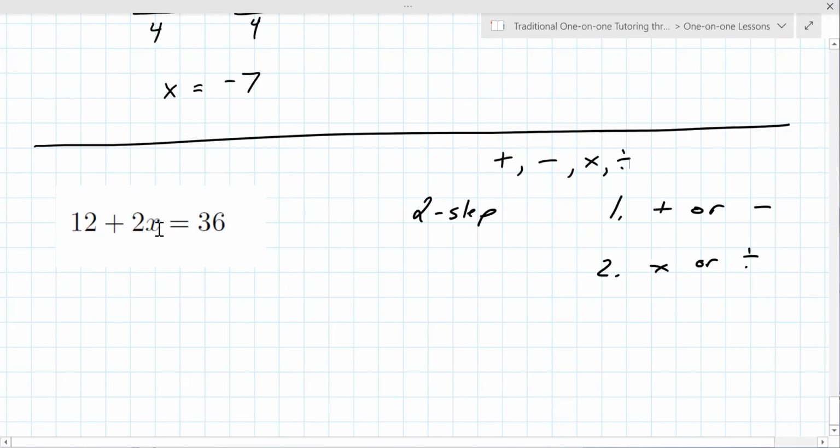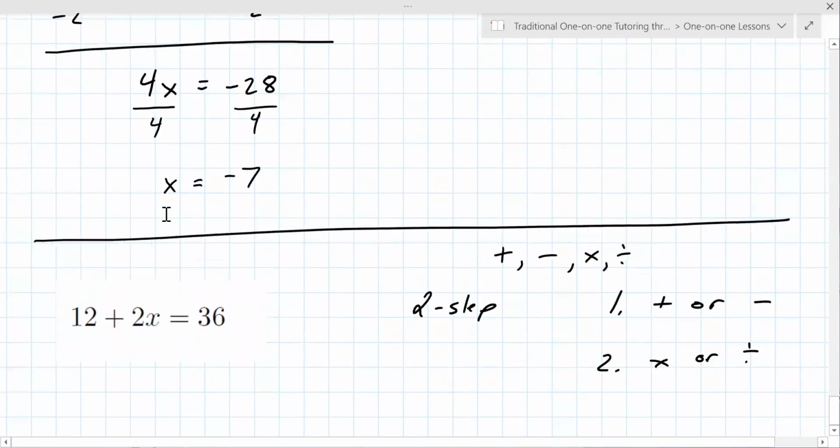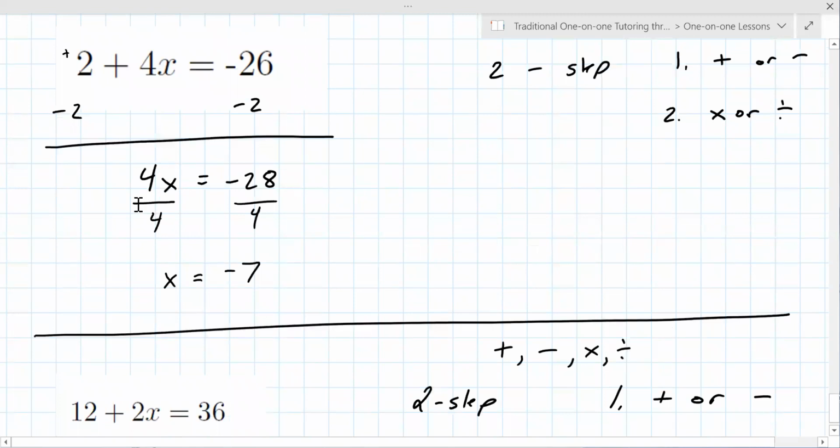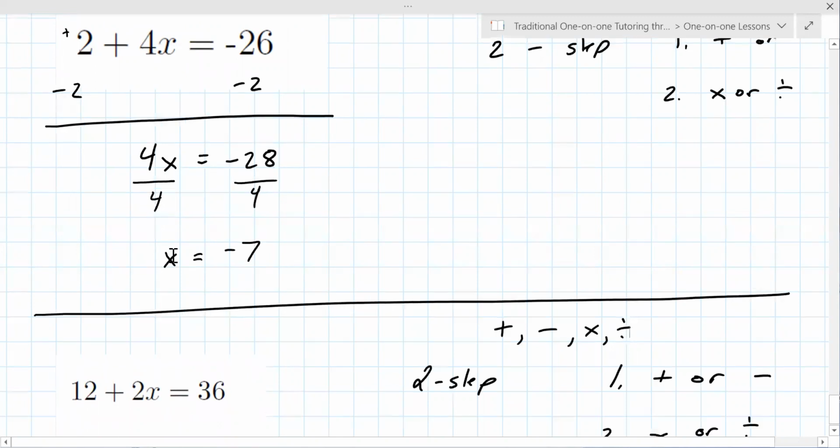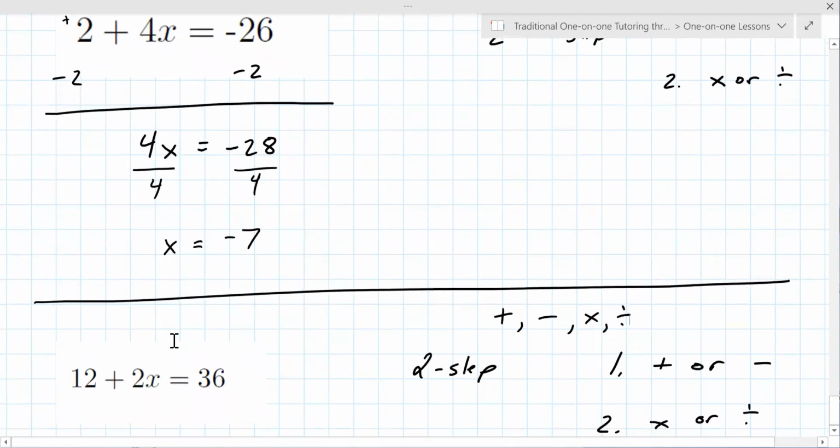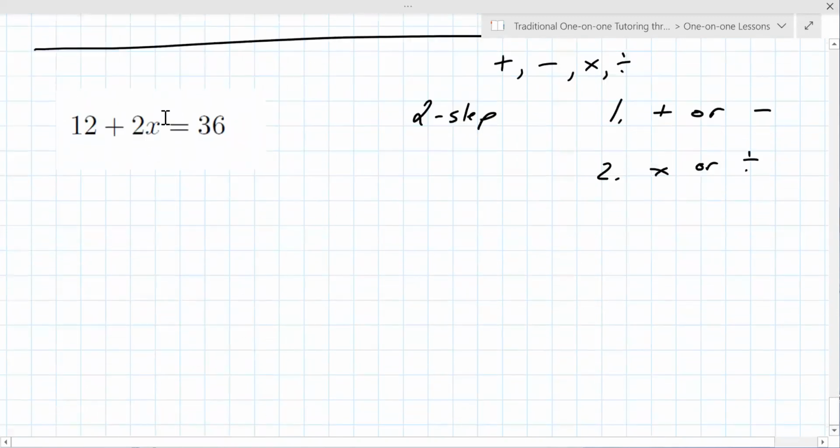Like here, 0 is 4x. You undid it by 4 because 4 is multiplying x. That's why you divided by 4 here. Like I asked you and you said divide by 4. Yes. Divide by 4. What is the 2 doing to the x here? It is multiplying. So we're dividing it. We will, but first, what's the first step? You either add or subtract.